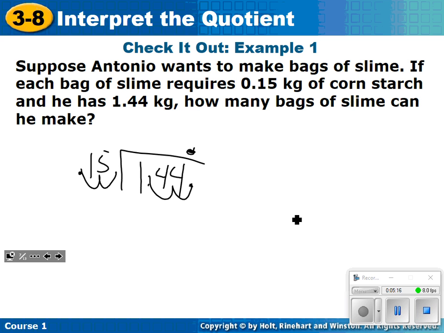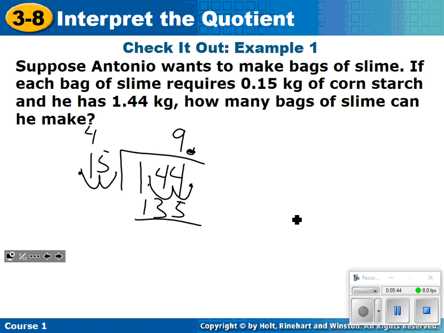Mr. Nelson. Is it still 8? It's 9 now. How many bags of slime can he make? 9. He can make 9 bags of slime.